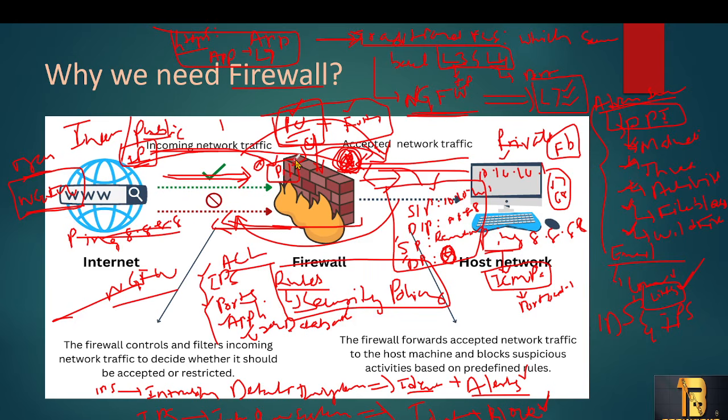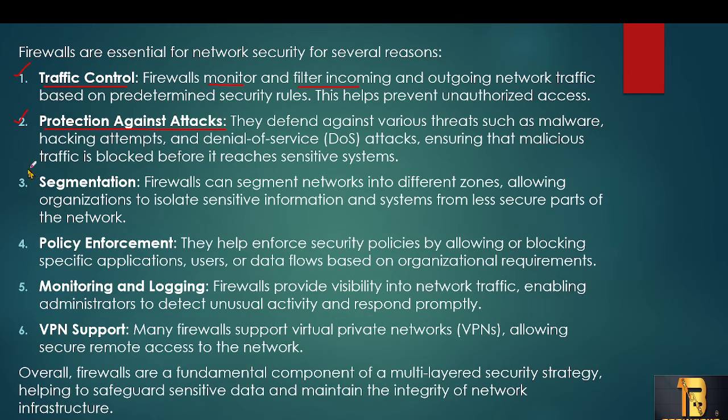Okay, if nothing is identified, the firewall may allow the traffic based upon the security policy. If something is mischievous or suspicious, if something is identified in your traffic, the firewall will immediately block that. That will be the second one.